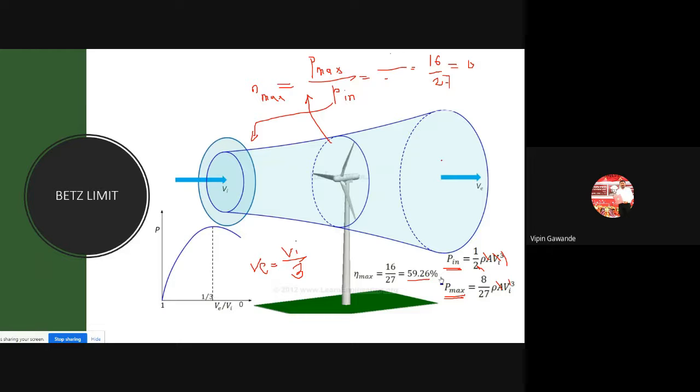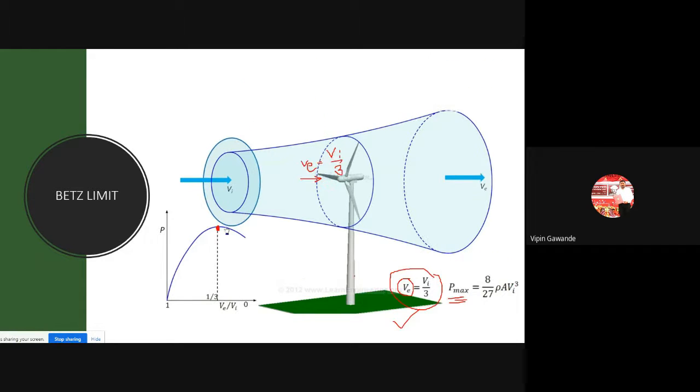which comes out to be 59.26%, or 0.593. So this is the maximum efficiency that is generated by the wind turbine when the exit velocity is one third of the inlet velocity.